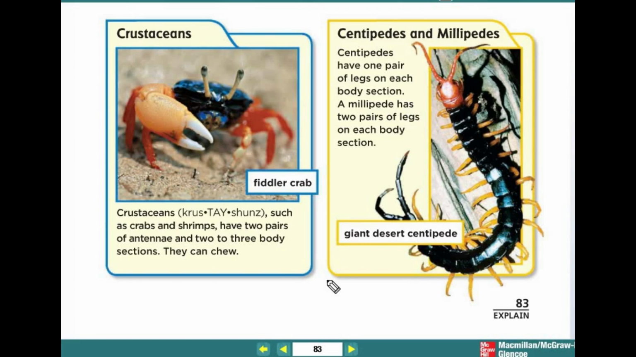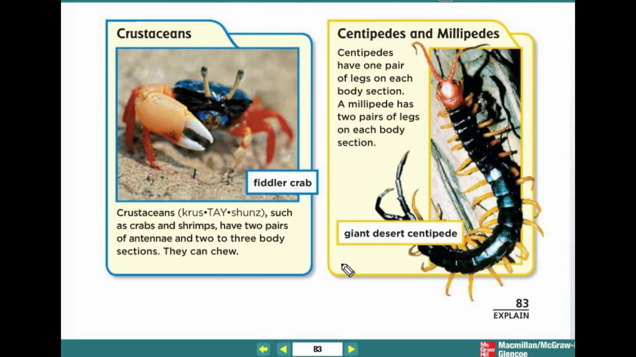Here we have 2 pairs of antennae. It means we have 4 antennae for the crabs and shrimps. 4 antennae, not 2 antennae like insects. And also they can chew. They can move the food inside their mouth.